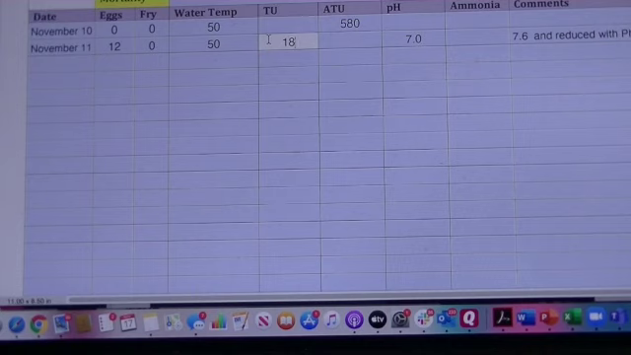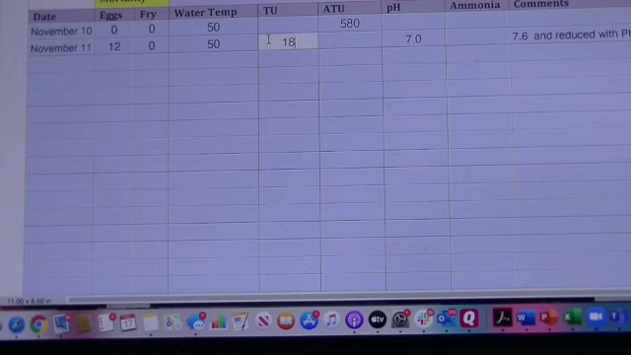So the colder the temperature, the slower they will grow. And the warmer the temperature, the faster they will grow. So helping us keep track of how many temperature units is important for us to determine when the eggs will hatch and when the eggs will be ready to release in the river.